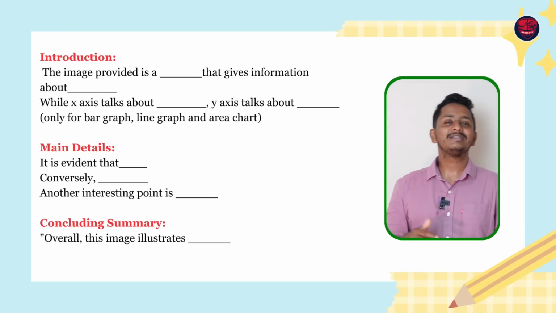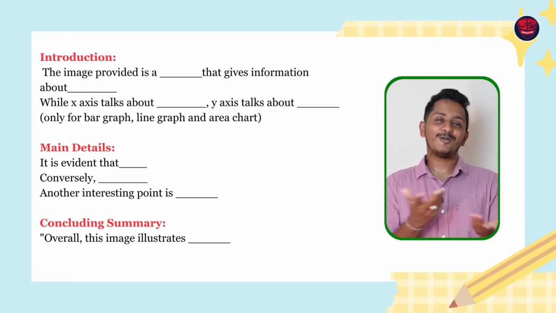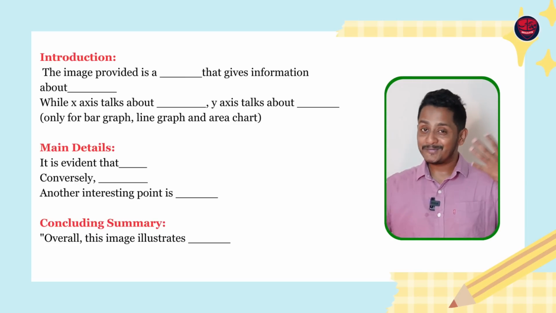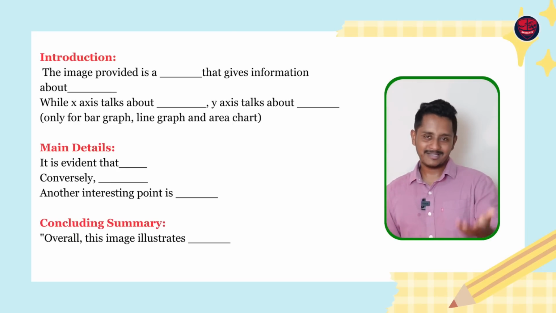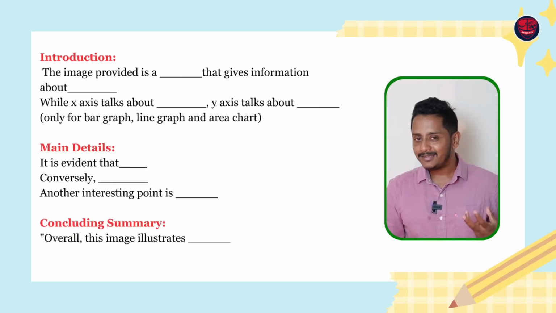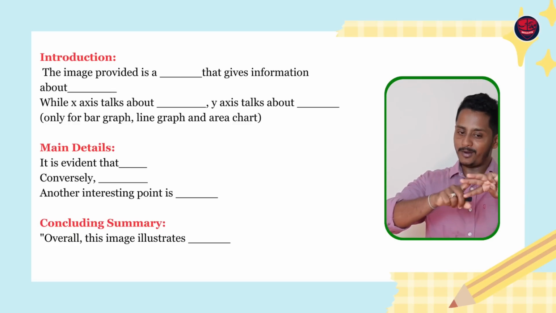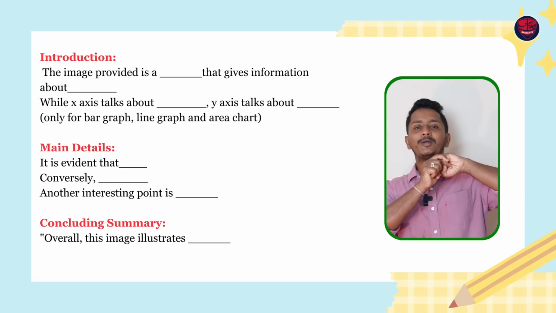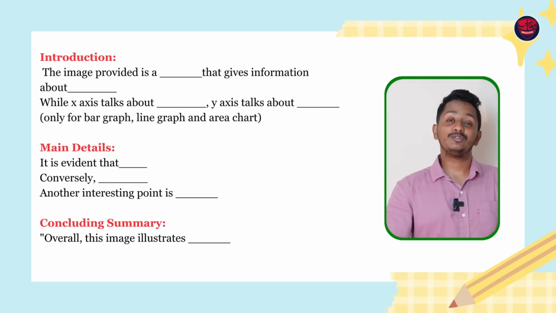The last is overall this image illustrates. You can summarize, you can just read the title. By now you would know a lot of things about the image. You would have spoken a lot of things about the image. So summarize it with whatever sentence you already spoke, or speak anything, or read the title. So the main thing is those 3 content. It is evident that, conversely, another interesting point. Minimum speak for 22 to 25 seconds, and there's 7-8 seconds each sentence. In that way you should master.